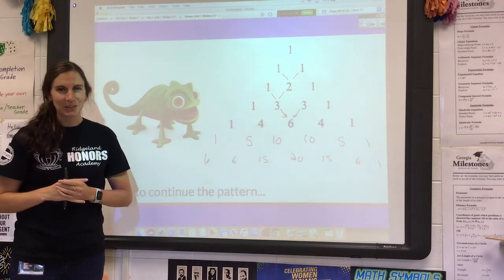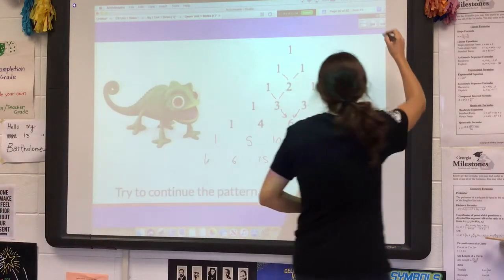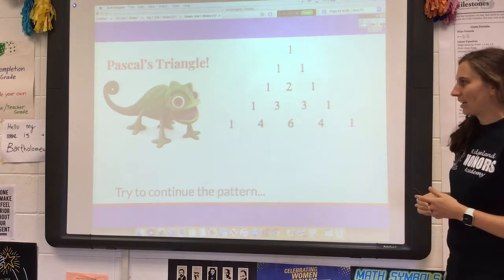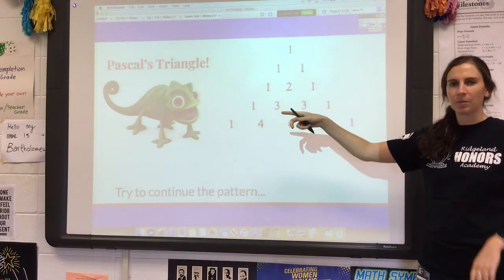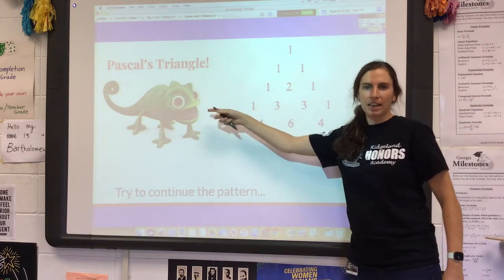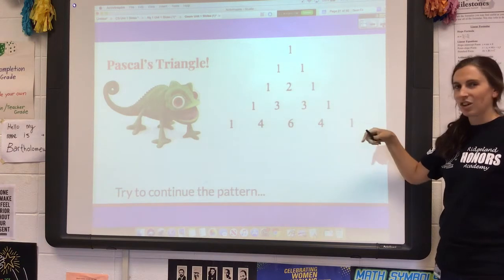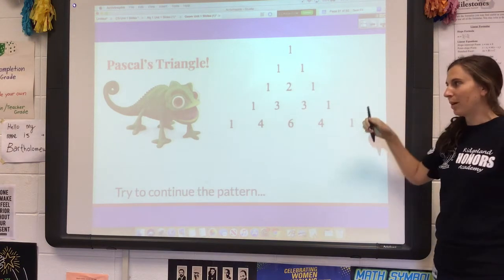This is a really cool sequence, a really cool pattern, and it's called Pascal's Triangle. You guys know Pascal from, what's it called, Tangled? He's named, I assume, after the French mathematician Pascal. This triangle has a bunch of really cool patterns in it.